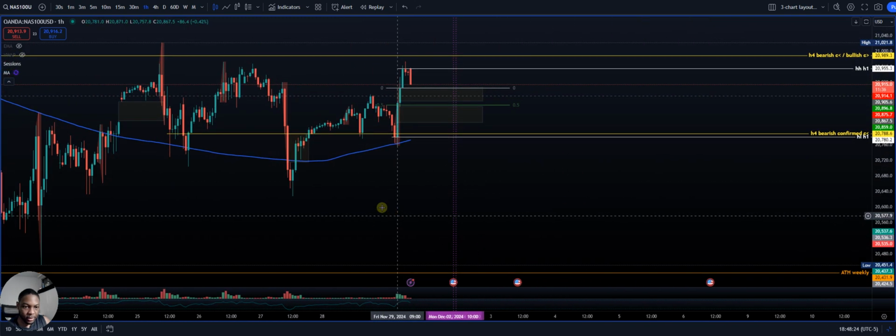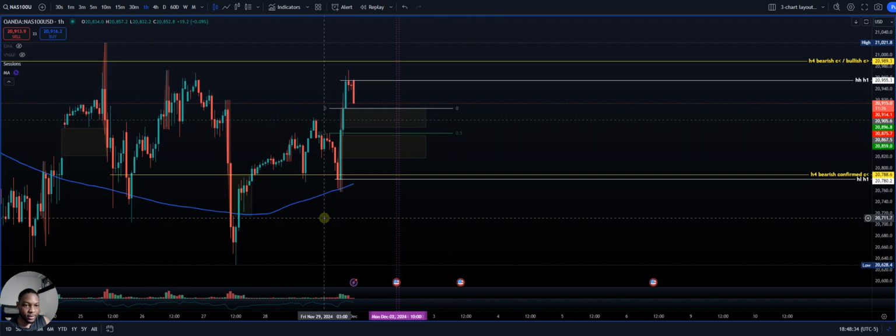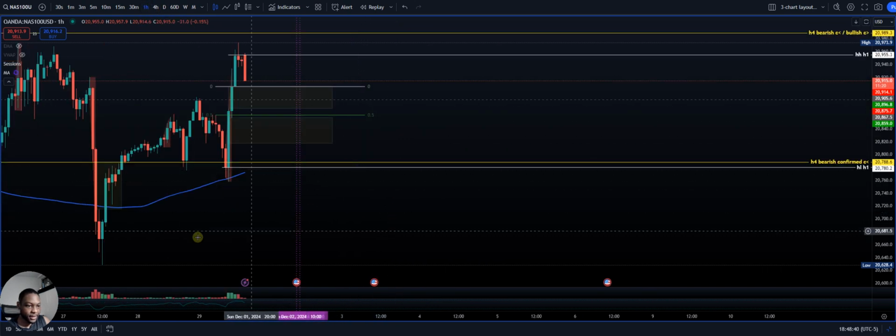So, right here, we are going to be analyzing the Nasdaq 100 market for the upcoming week. Right now, the trend is actually bullish. As you can see here, we are on the 1 minute time frame.